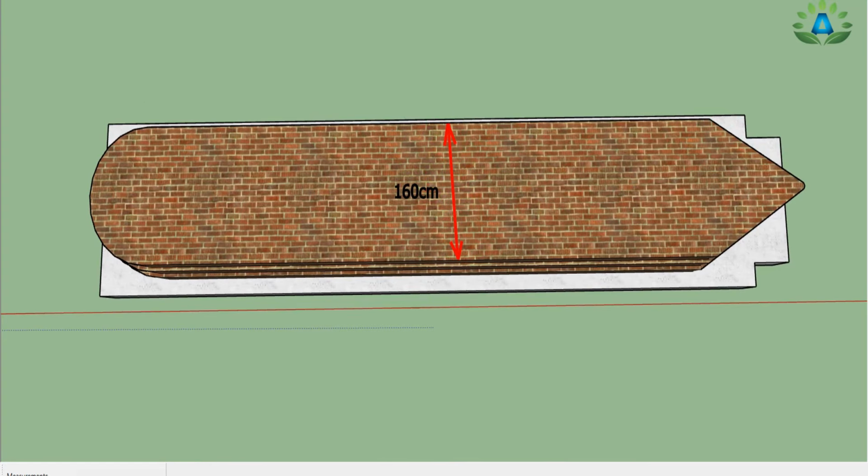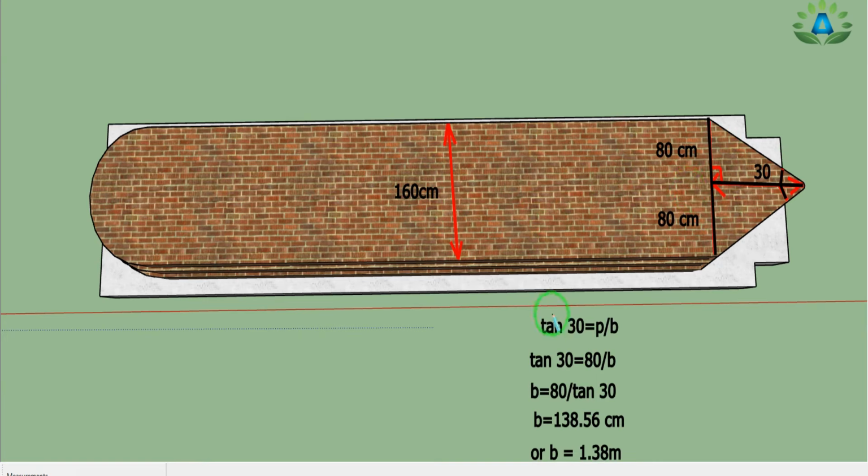And now we have already calculated the brickwork in this semicircular portion and this rectangular portion. Only the part remaining is this triangular portion. So we need to find the area, and before finding the area we need to calculate the height of this triangle, that is this portion. And we have already said that this angle is 30 degree, and here also 30 degree, and we have this 90 degree. So this portion is also 80 centimeter, and this portion is also 80 centimeter, that is 160 by 2.